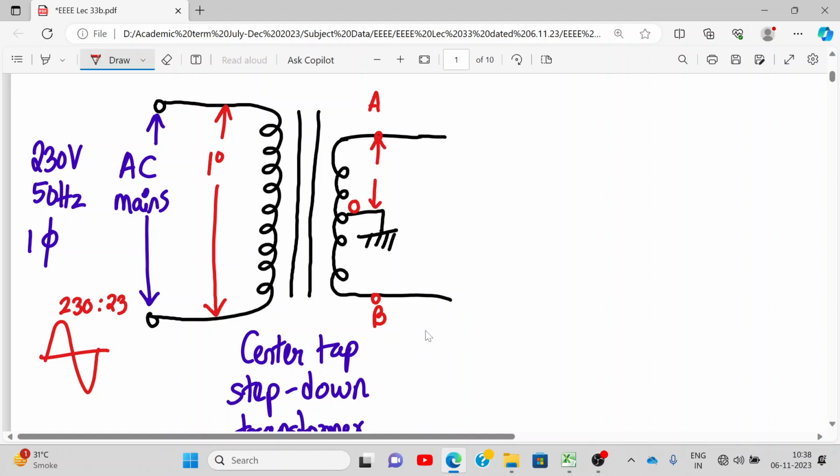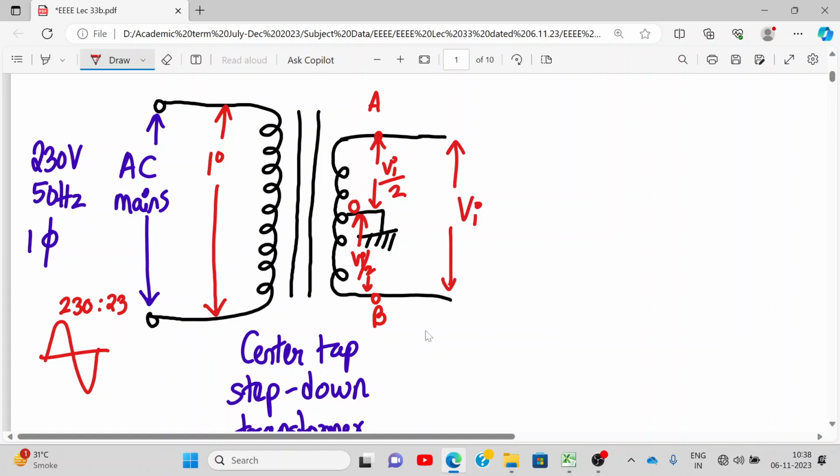If the total voltage over here is VI, VI by 2 will be available over here and VI by 2 will be available over here. Meaning, if 230 to 23 is the rating, if this is 23, 11.5 will be available between O and A and 11.5 between O and B.